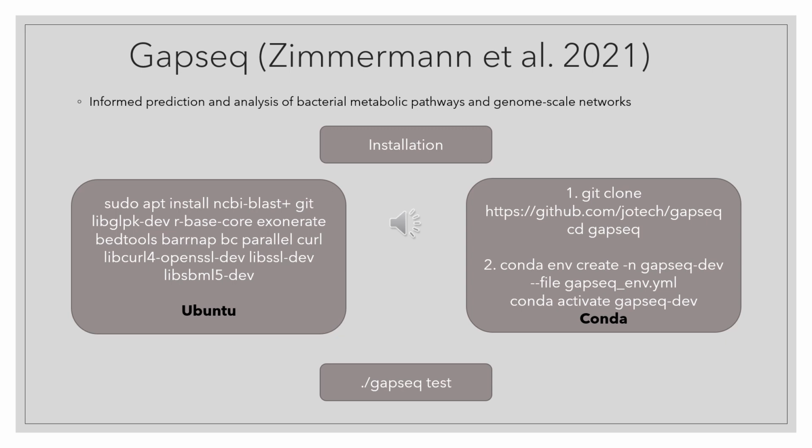We can install GAPSEQ via two methods, that is in Ubuntu, where a sudo apt install command can be used, or we can use it in Conda itself, where there are multiple steps as given here. To test if the installation is completed, there is a single command, dot slash gapseq test.